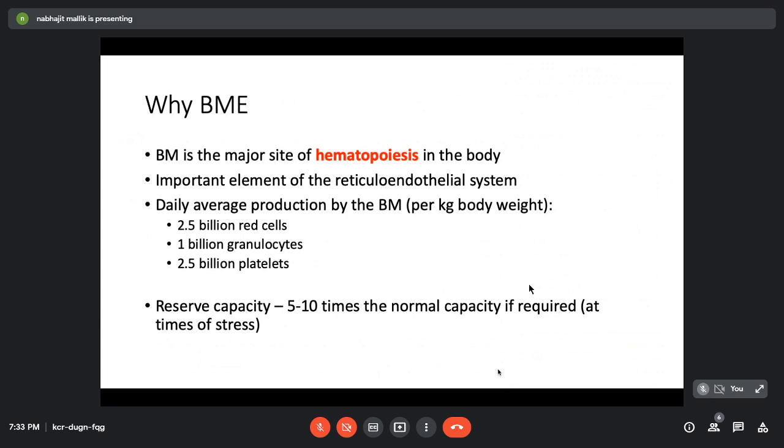Now we quickly go over this. We had taken this in the last class. Why bone marrow examination? Because bone marrow is the major site of hematopoiesis in the body, and it is an important element of the reticuloendothelial system.